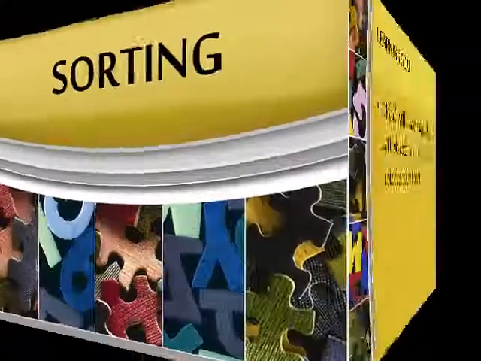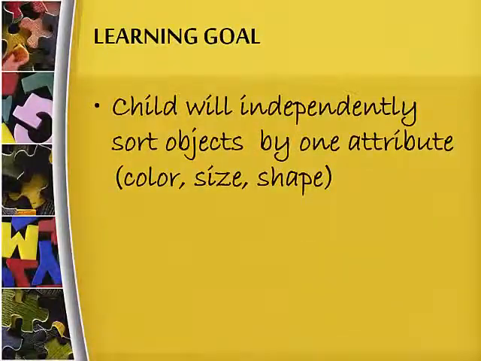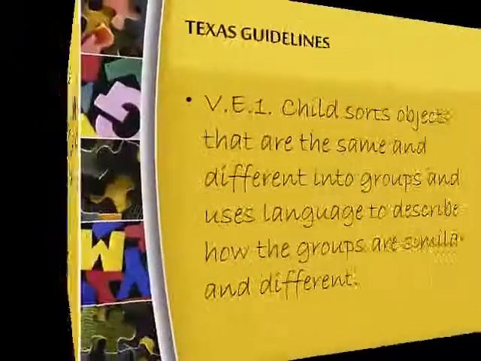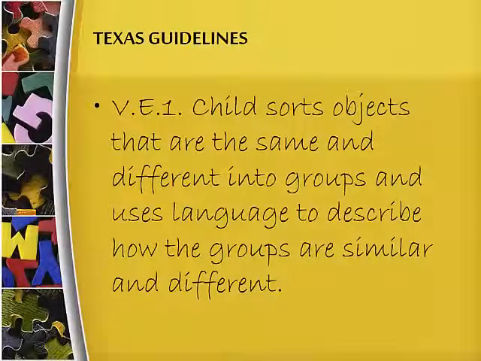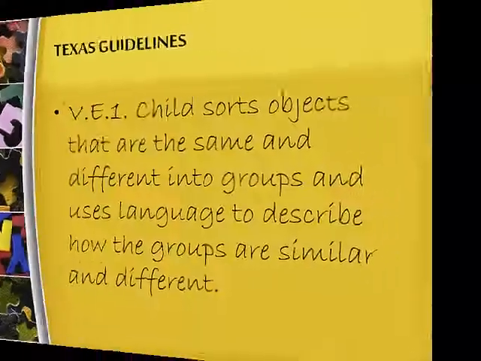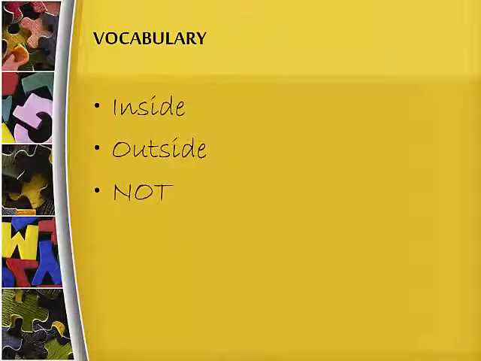Sorting. Learning goal: the child will independently sort objects by one attribute: color, length, size, shape, etc. Texas guidelines. Vocabulary.